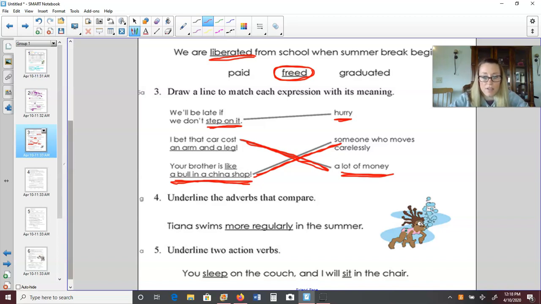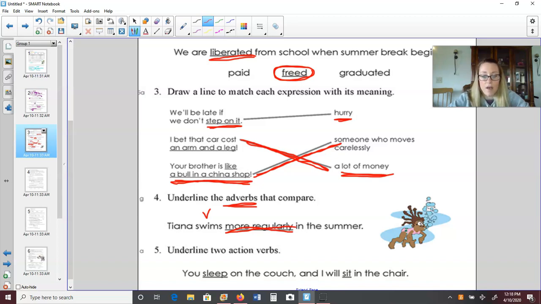Number four, underline the adverbs that compare. Tiana swims more regularly in the summer. So an adverb describes how the action is happening. So swims would be the verb in the sentence. That's what Tiana does. How does she do it? Well, she does it more regularly. So that would be our adverb.